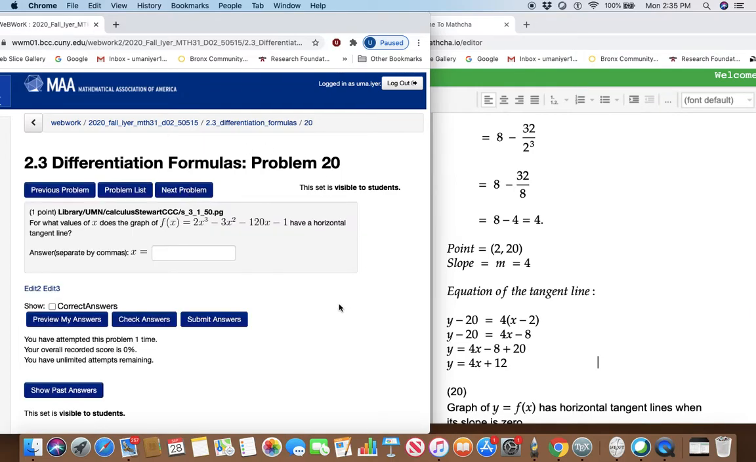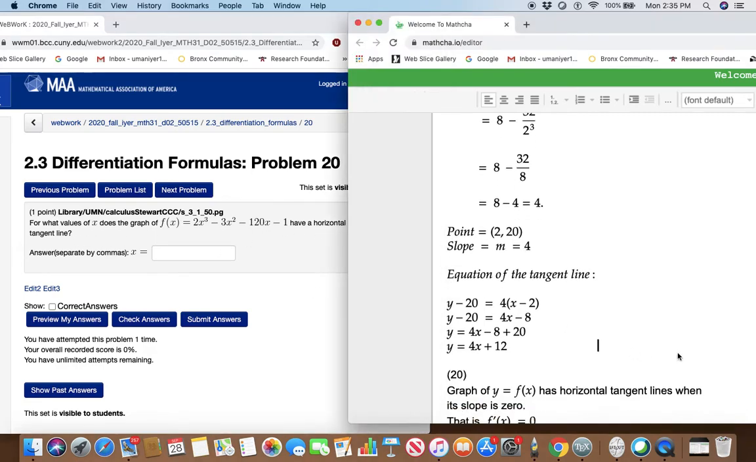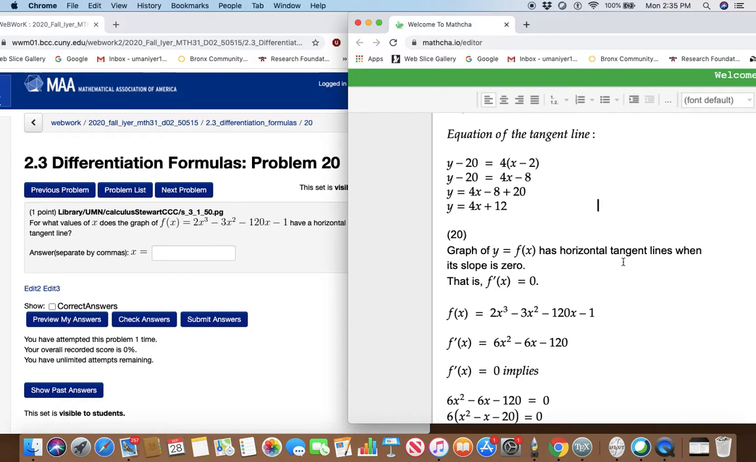Next question. For what values of x does the graph of this have a horizontal tangent line? When do you get horizontal tangent lines? You get horizontal tangent lines when the slope is 0. That is, the derivative is 0. So take your expression for f, find its derivative. In this case, I get 3 downstairs, 6x squared minus 6x minus 120, and this gives me 0.